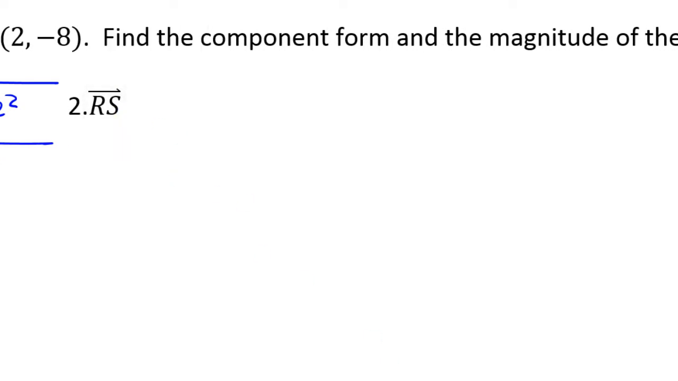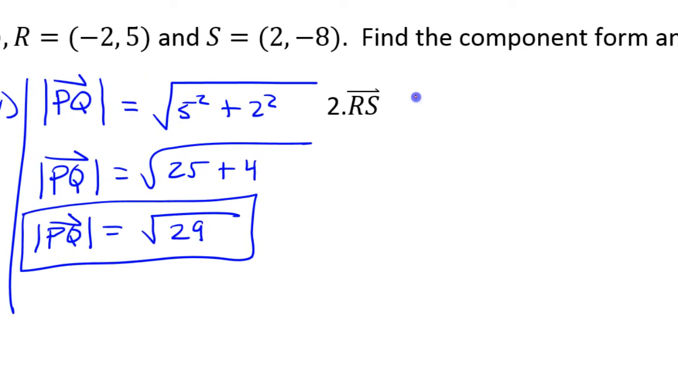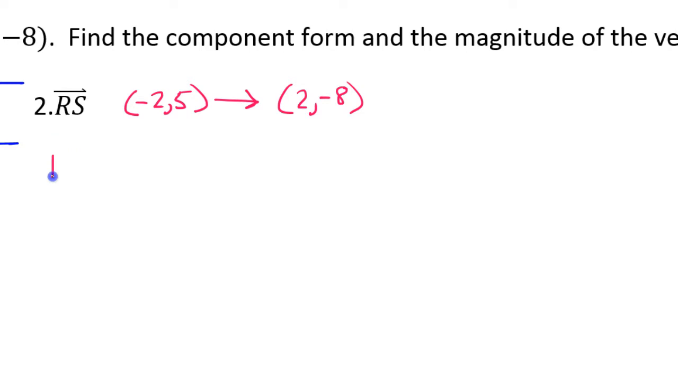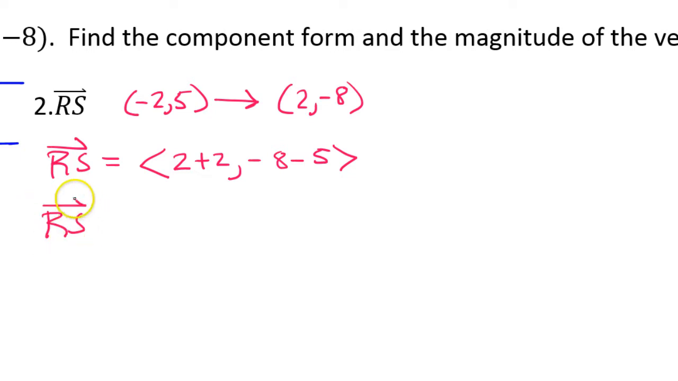Okay, so RS, let's see what those points are. So the initial point is the point R, which is (-2, 5). And then the terminal point is S, which is (2, -8). So if I want to find the component form, I will do x2 minus x1. So again, that's going to be 2 plus 2 because I'm subtracting a negative number, so I add. And then I will have y2 minus y1, so -8 minus 5. Okay, so the component form for vector RS is going to be <4, -13>. So that's the component form.